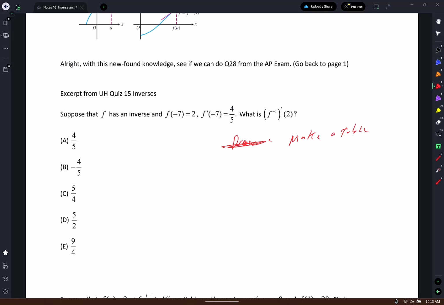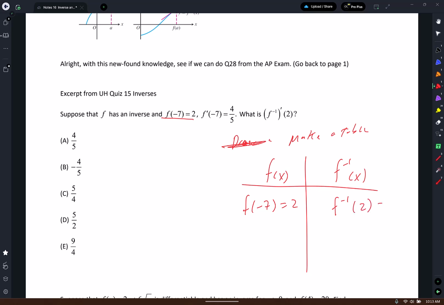Suppose that f has an inverse function. So they're telling me this. Here's my table, and they're just calling it f and the inverse of f. So I'm gonna write f of x, and f negative 1 of x, that means inverse. And what do I have right now? I have f of negative 7 equals 2. So over here, I'm going to write f negative 1 of 2 equals 7. This is what we know.